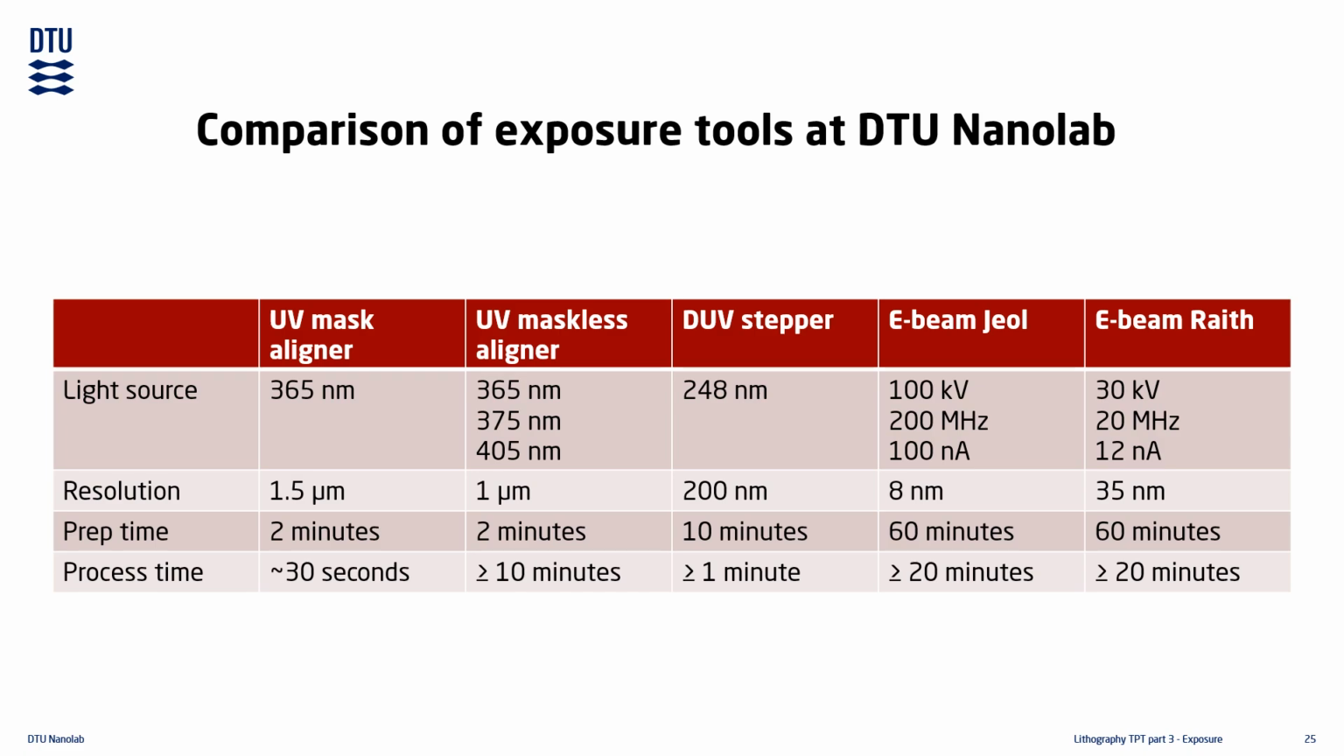The UV mask aligner uses a 365 nanometer mercury i-line exposure source and produces features down to 1.5 micrometers. Processing on this tool is quite fast and can generally be used by all users, but is especially good for batch processing. Few UV maskless aligners have LED and laser light sources from 365 to 405 nanometers.